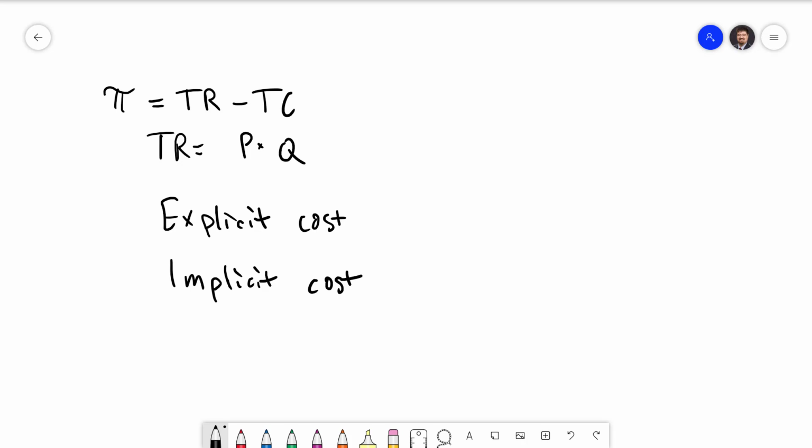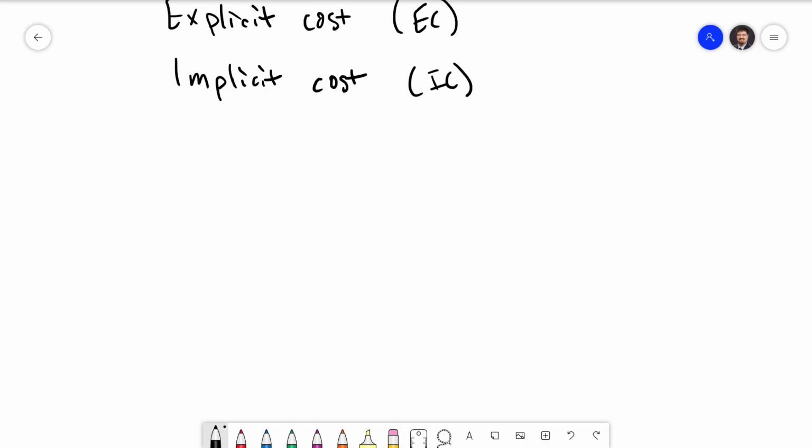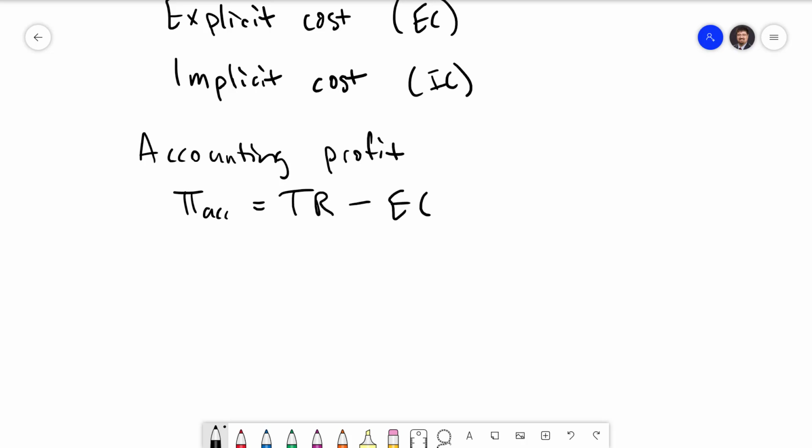With these two types of cost, we have two ways to define profit. Going forward, I'm going to abbreviate these as EC and IC. The first one of those is called the accounting profit. An accountant's job is to keep track of the money flowing in and out of a firm. Therefore, we define the accounting profit using only the explicit cost. So we take total revenue minus explicit cost.